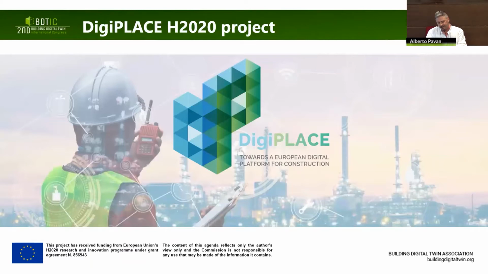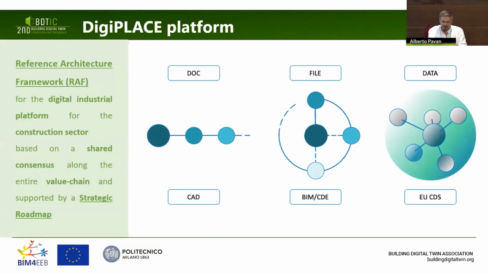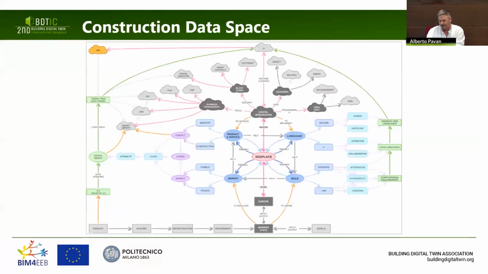The second project is DigiPlace. DigiPlace is a reference architecture framework for a digital industrial platform in the construction sector, with a strategic roadmap to obtain it. Through BIM and CDE, we look at what Atos talked about before, the European common data space, and we talk to the European Commission. We need it in construction, like the automotive, like the healthcare, like agriculture, and so on. So the construction sector needs a common data space.